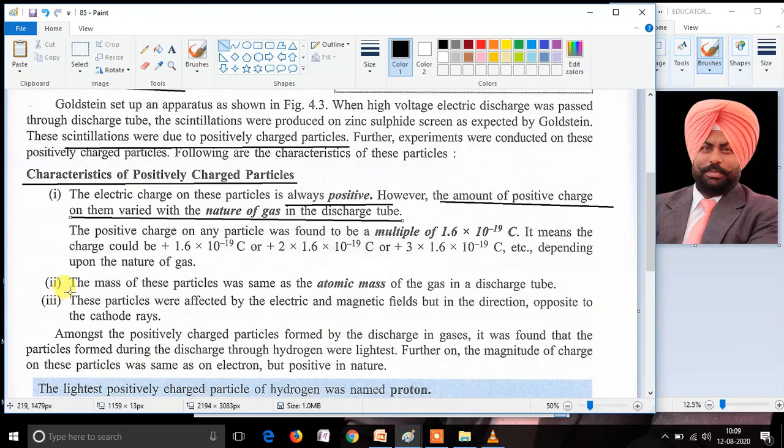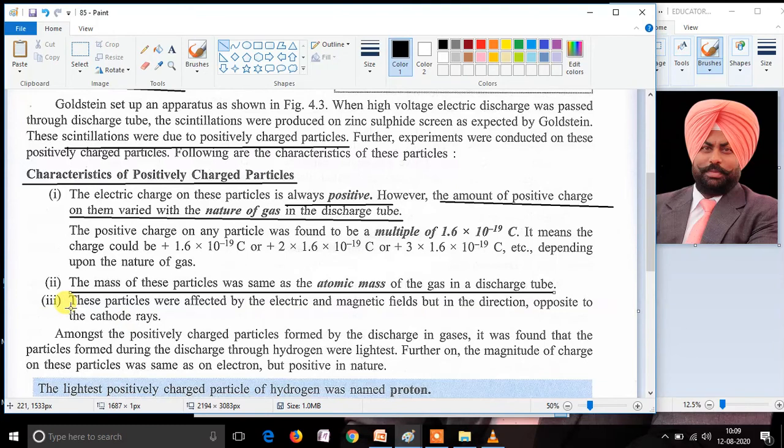The second characteristic says the mass of these particles was the same as the atomic mass of the gas which was used in the discharge tube. The type of gas used in the discharge tube is considered, and the atomic mass of that gas was the same as the mass of the positively charged particles.